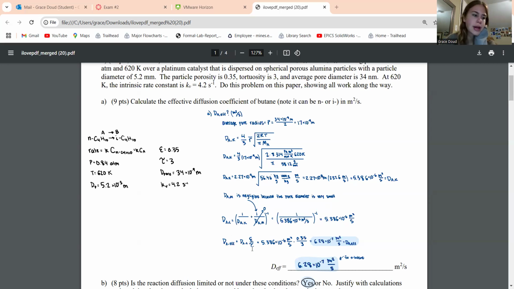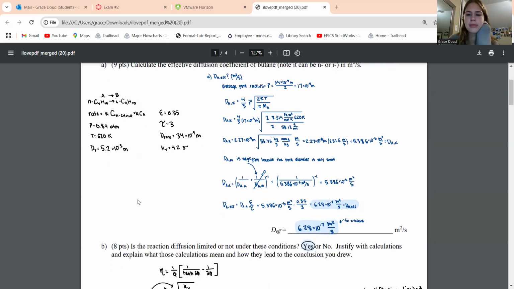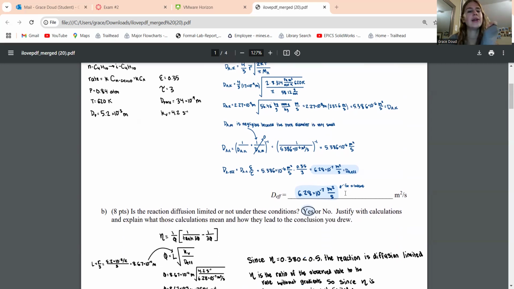And then from there we were able to plug that into this equation and get our effective diffusion coefficient. So pretty plug and chug for that. And that was for n-butane.